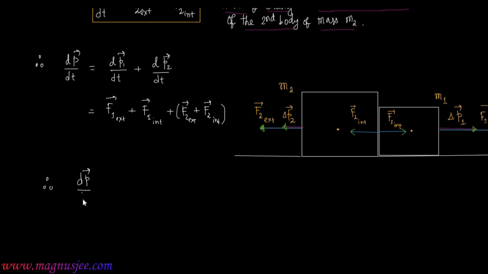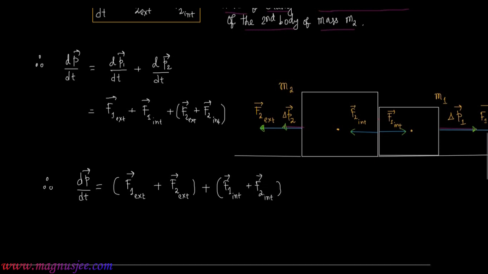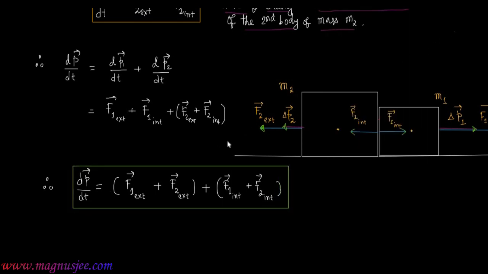Therefore, d vector p by dt, that is the rate of change in linear momentum of the two bodies, is equal to vector f1 ext plus vector f2 ext, the sum of two external forces, plus vector f1 int plus vector f2 int, the sum of two internal forces acting on the two bodies of masses m1 and m2.